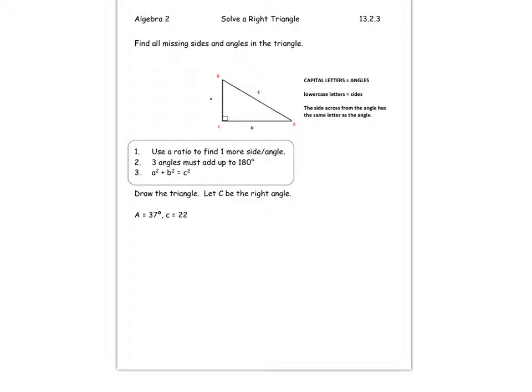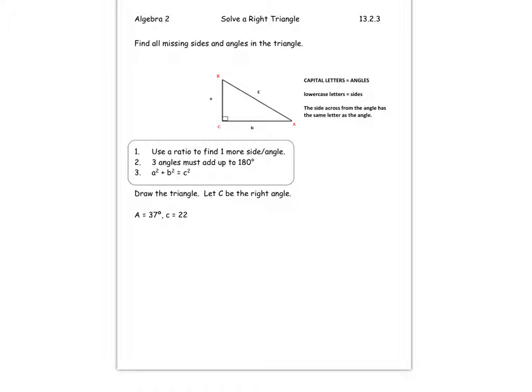Alright, so here we're going to put together the learning about finding sides and angles in right triangles to solve a right triangle, meaning finding all missing sides and angles. In order to do this, you're going to have to draw your own triangle, and so I remind you what you know about naming shapes.